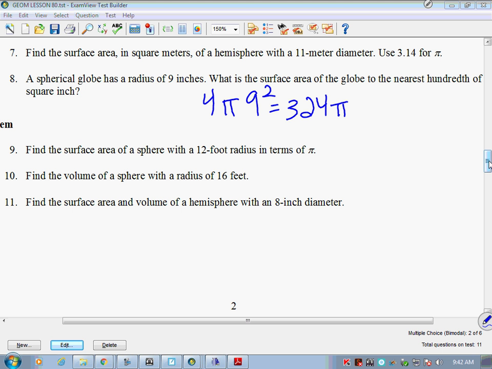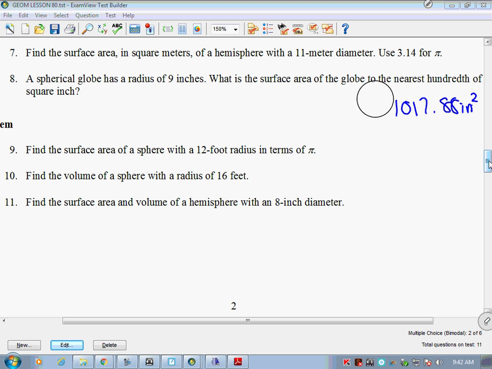Okay, can anybody tell me what 324 pi is? Aaron, can you tell me what 324 pi is? $1,017.36 is what you got. Did you use 3.14? Okay, that's fine. If you end up using the symbol pi in your graphing calculator, you're going to get 1,017.88. It's not off by a lot, but it is different. All right, ready for number 9.